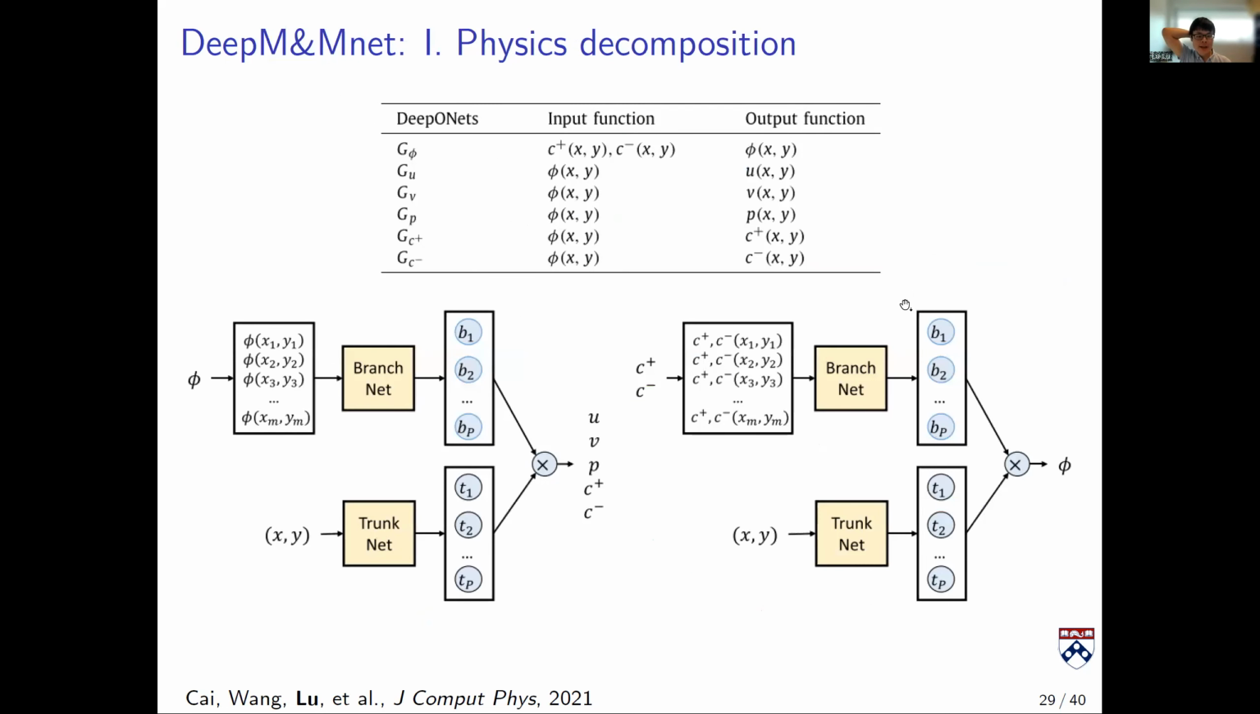Specifically, here we applied 6 different DeepONets. For example, for the DeepONet G phi, the input is C plus and C minus. If we know C plus and C minus, then we can easily predict what phi is. Similarly, if we know phi, then we can predict other fields: U, V, P, C plus, C minus. So in total, we have 6 DeepONets. It's easy to generate the data set for each DeepONet, and each single DeepONet can be learned well, and they are independent.